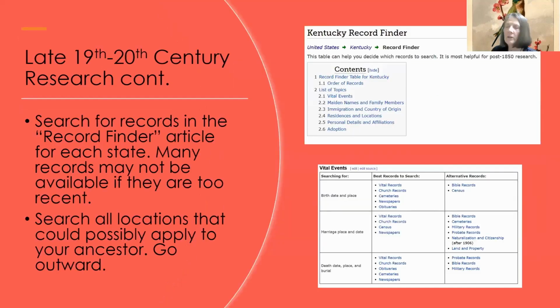Use the records finder. This will tell you what to look for for certain types of records. This is just the vital events box. There are other boxes for maiden names and other things. So these are really good.